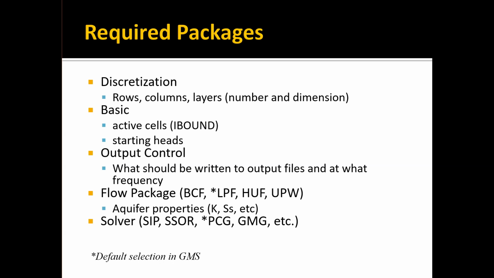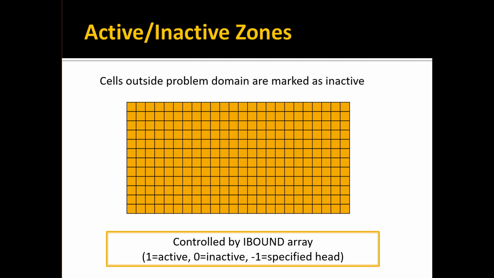Okay, I'm going to jump back here to the Basic package, this IBOUND array. What is that? This defines your active and inactive zone. So let's suppose that you have a grid like this, and you need to simulate an aquifer with the shape shown by the red line.